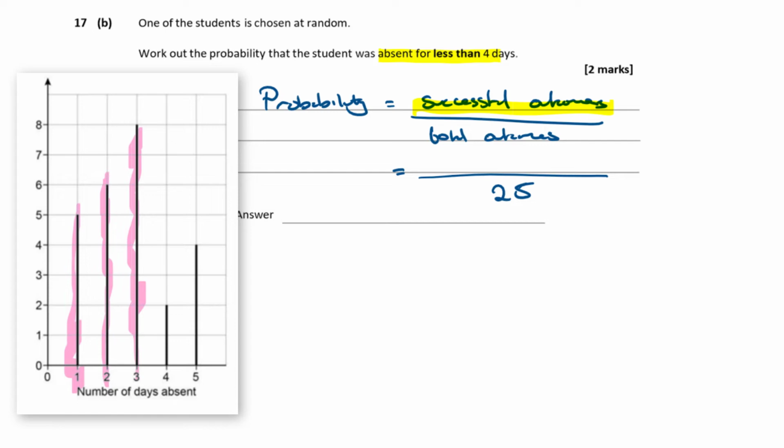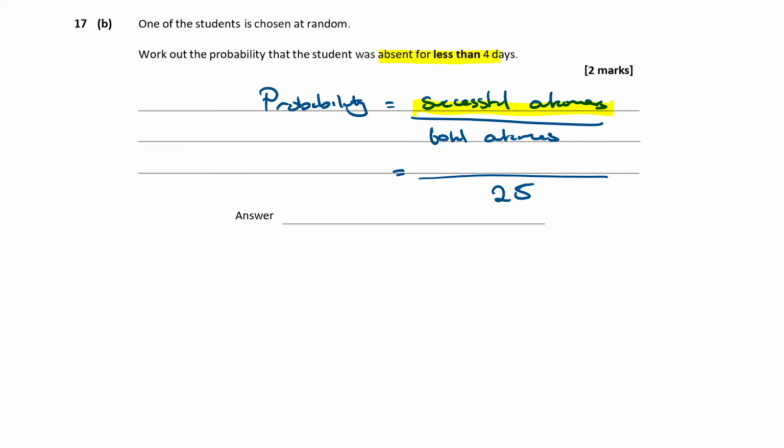Okay, so if you remember, there were 5 students who were absent for 1 day, 6 were absent for 2 days, and 8 were absent for 3 days. 5 plus 6 plus 8, that adds up to 19. So there were 19 successful outcomes. So my probability then is going to be 19 over 25.